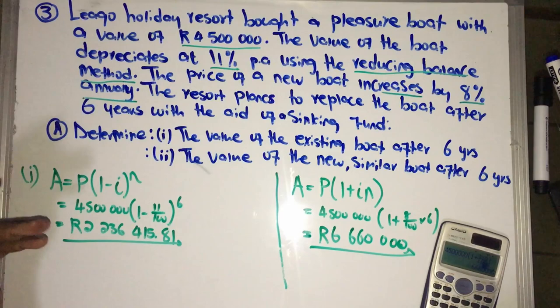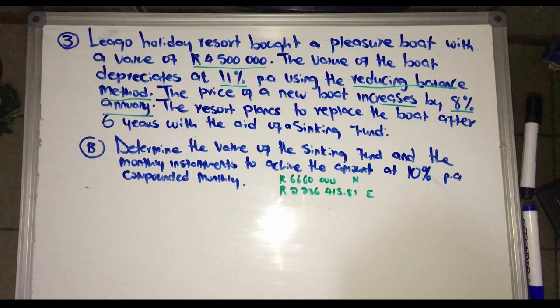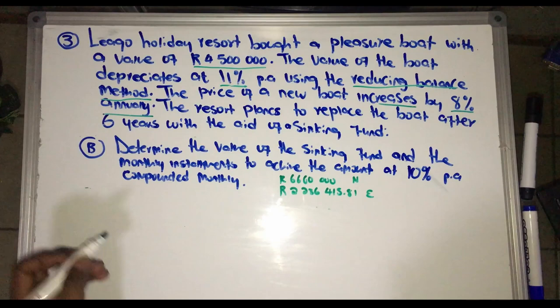So the new price increases, and the old boat will decrease in value to 2.2 million from 4.5. Next question: determine the value of the sinking fund and the monthly installment to achieve the amount. The amount being that sinking fund, at 10% per annum compounded monthly. First of all, we essentially create the sinking fund value, and I'll just call it the sinking fund.